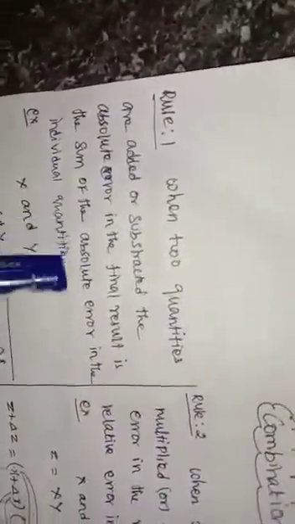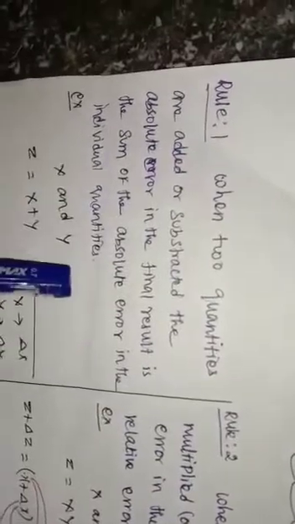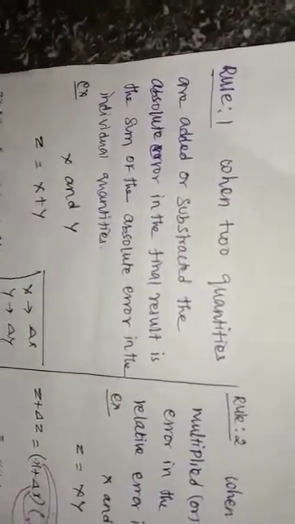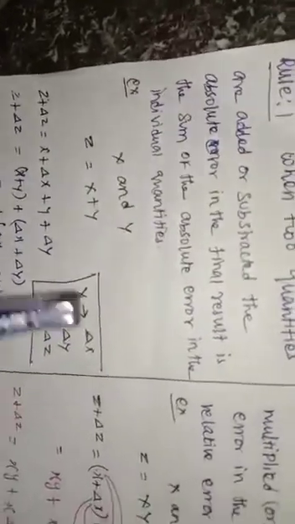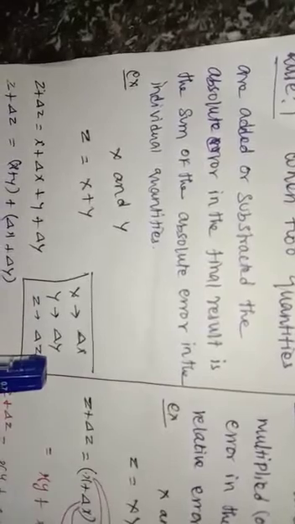the sum of the absolute errors in the individual quantities. For example, if two quantities x and y are added to form another quantity z, that is, z equals x plus y, let us consider that x involves some error, indicated by delta x, y involves some error, denoted by delta y, and z involves some error, denoted by delta z.